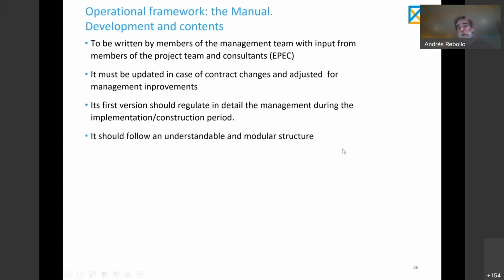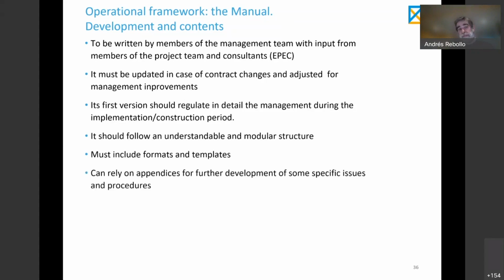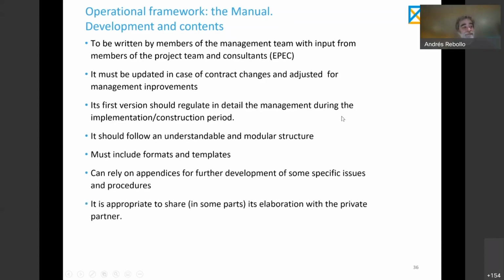A manual should follow a modular structure, and a modular structure should contemplate formats and templates by means of appendixes. Appendixes are a must to develop details, to develop specific issues. And very interesting, it is considered good practice by the European PPP Expertise Center and other sources of information to share the manual, at least parts of the manual, even the elaboration, with the private party.